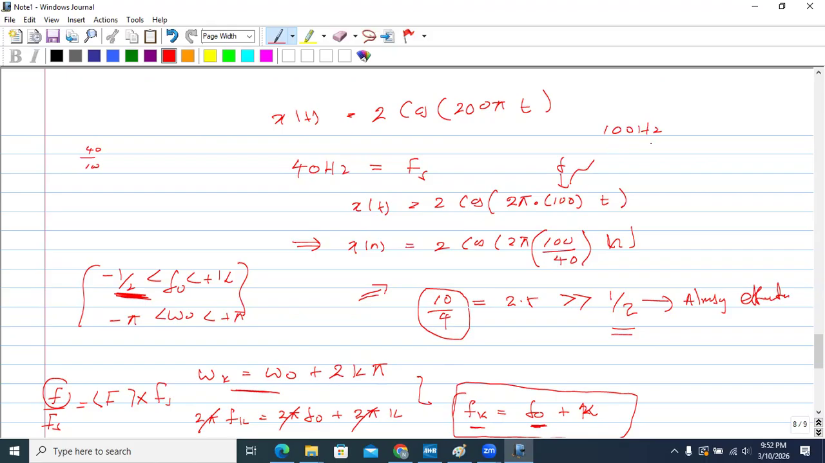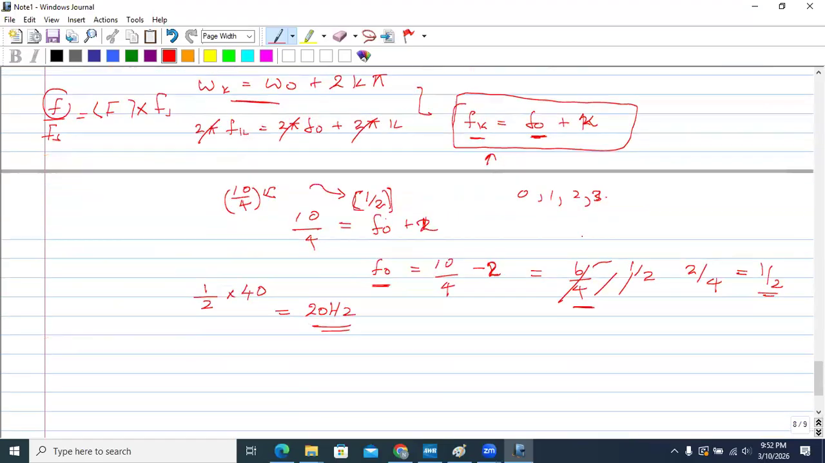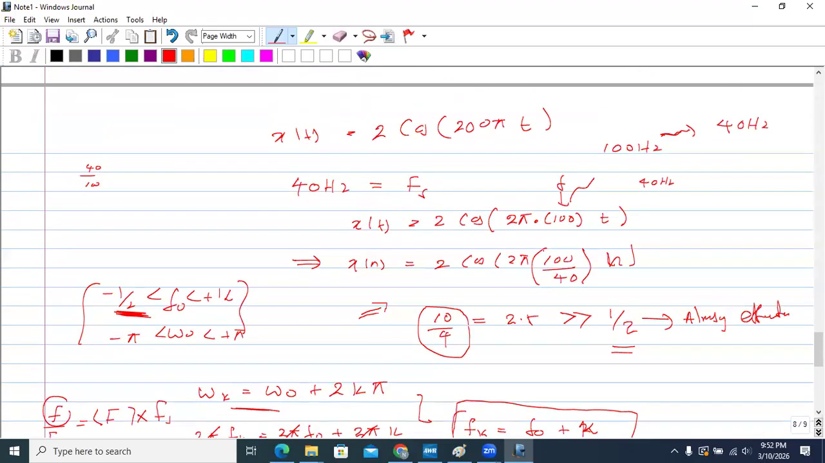But if you sample it through 40 Hz and if we try to reconstruct it, then instead of this 100 Hz, we will have 40 Hz signal. Sorry, 40 Hz, no? We have calculated 20 Hz signal. We will be having 20 Hz signal. So this will be an aliasing frequency.